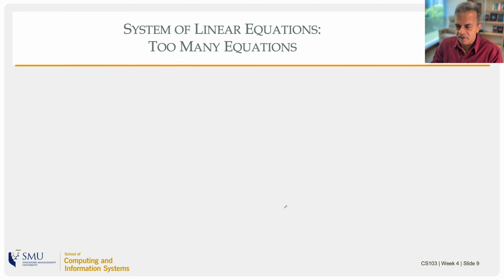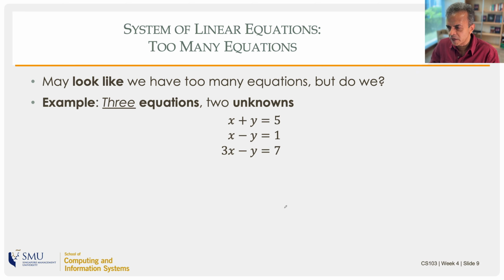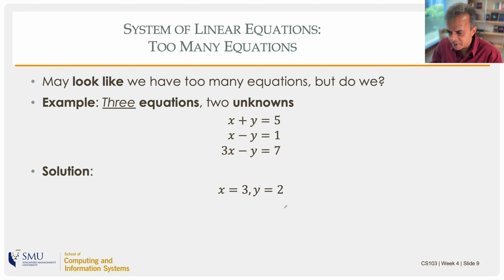Now suppose you have another situation where you have too many equations. You need only two good equations, but suppose I give you 3. Again, it may look as though you have too many equations, but we have to verify. Here's the system. It says x plus y equal to 5, x minus y equal to 1, 3x minus y equal to 7. Are there really 3 equations? The solution turns out to be the same as what we had in the beginning, x equal to 3, y equal to 2. And let's just substitute x equal to 3 and y equal to 2 in this equation. So 3 times 3, 9 minus 2 is indeed 7. So that equation is satisfied.